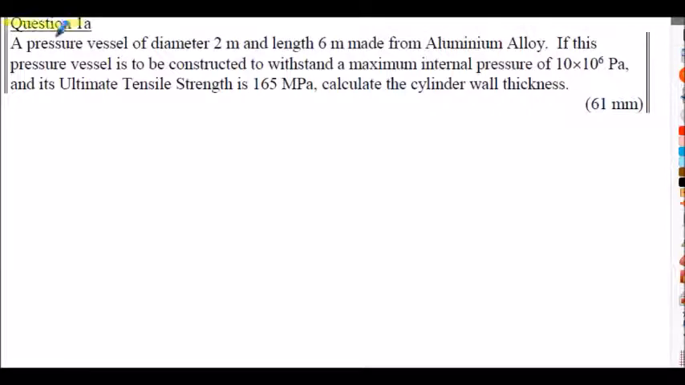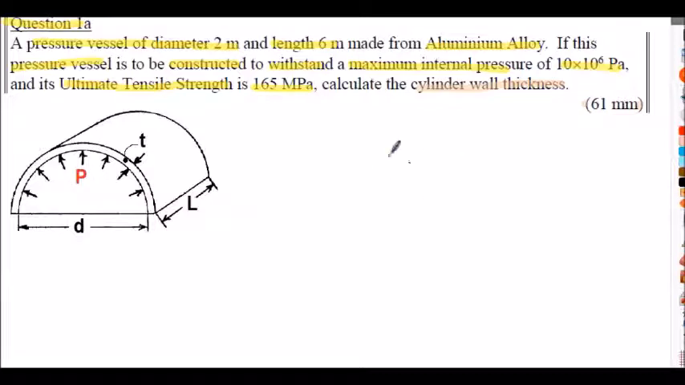Okay, and now the formula for us. Question 1a, we've got a pressure vessel of diameter 2 meters, length 6 meters, made from aluminium alloy. The pressure vessel is constructed to withstand the maximum internal pressure, and the pressure given is 10 times 10 to the 6 pascals, and its ultimate tensile strength is 165 megapascals. Slightly different question here in that they want us to calculate the cylinder wall thickness. Straight away we've got the diameter, 2 meters. The length, I'm not so sure we need the length here, but anyway, they give us the length, I'll take it down.